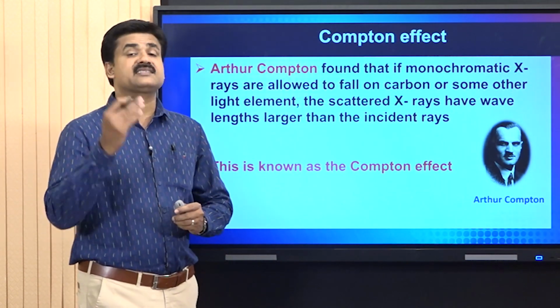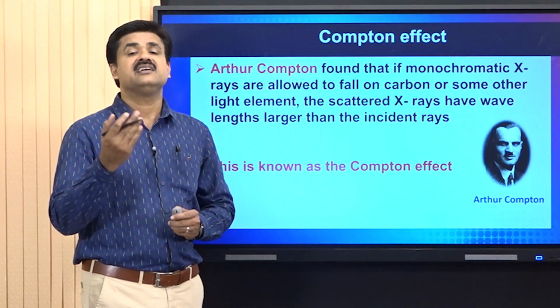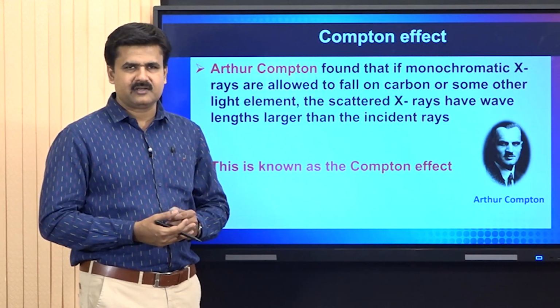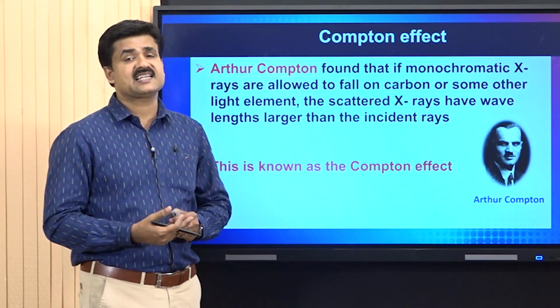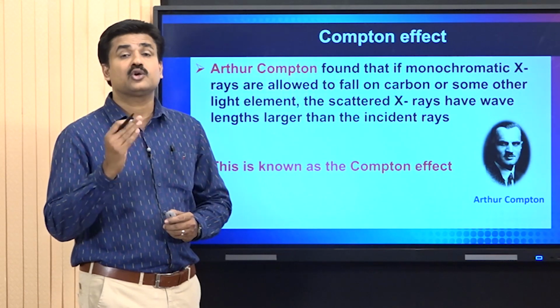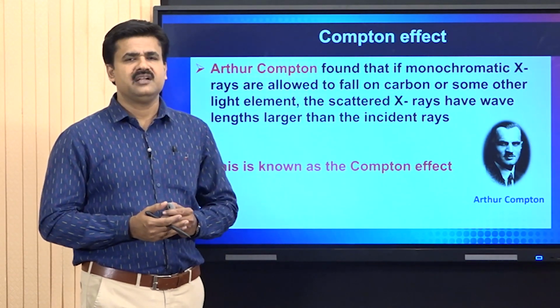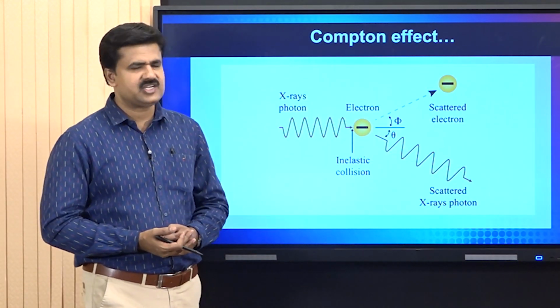That is, scattered X-rays have a higher wavelength than the incident X-rays. A wavelength shift is noted. That wavelength shift between the scattered X-ray and the incident X-ray is known as the Compton shift. We can move on to the details of the Compton effect. This is the pictorial representation.